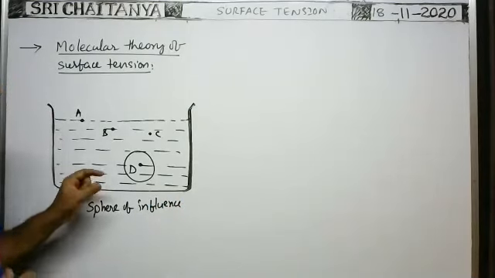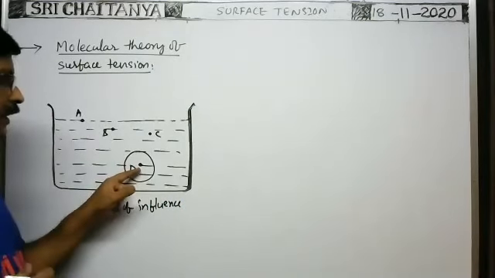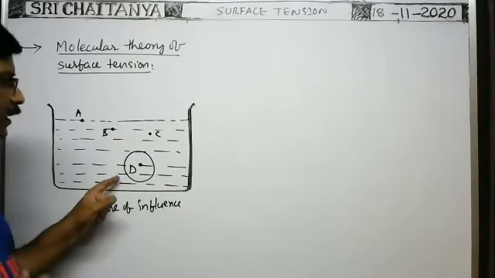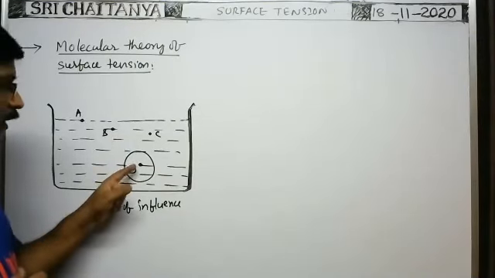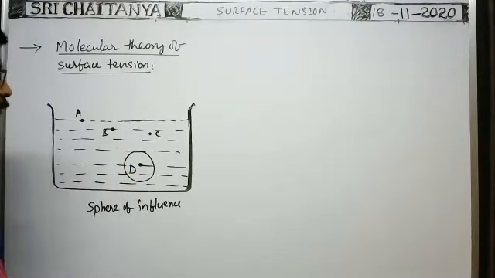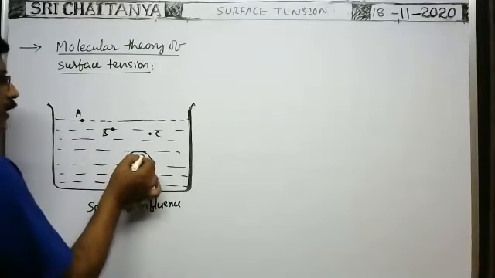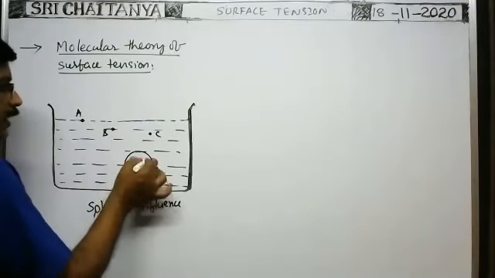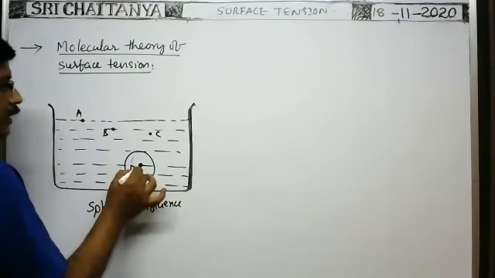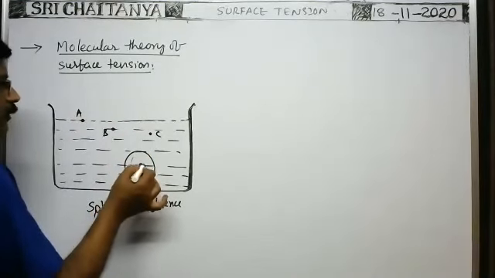So, by taking the molecule of the liquid at the center and the molecular range of attraction as the radius, when you imagine a sphere around the liquid molecule, then such a sphere is called the sphere of influence. Because every molecule inside this sphere is influenced or attracted by the molecule at the center. That's why this is called the sphere of influence.